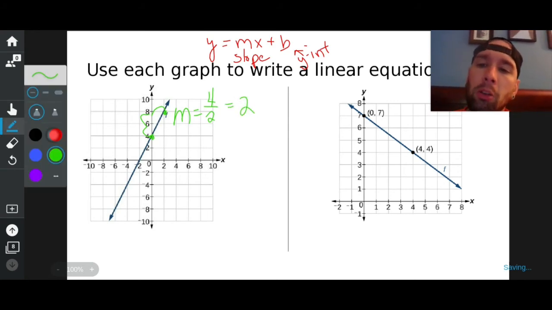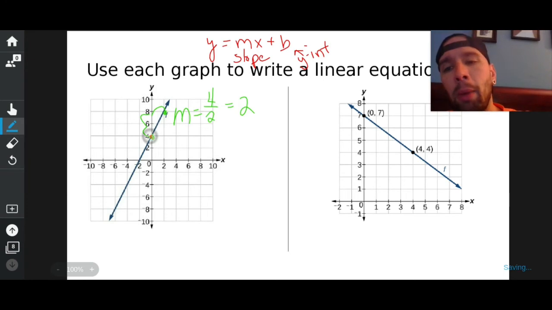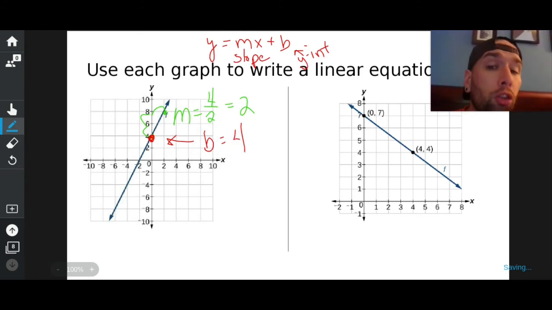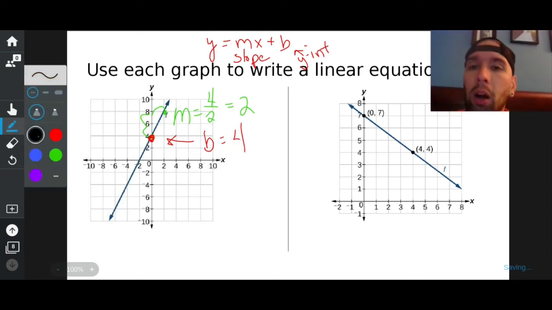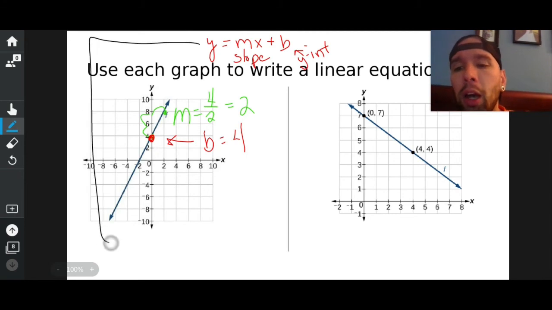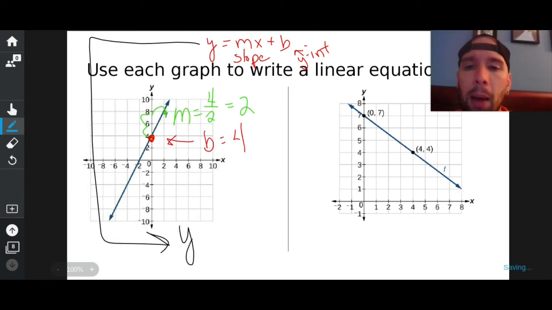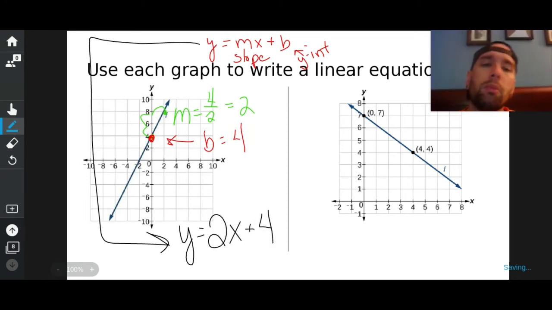My y-intercept is the area on the y-axis that my line crosses through. That dot right there is 4. So now that I know m is 2 and b is 4, I could use this guy up here and rewrite it out, but instead of m, I could say m is 2, and instead of b, I could say 4. Okay? Let's do it again.